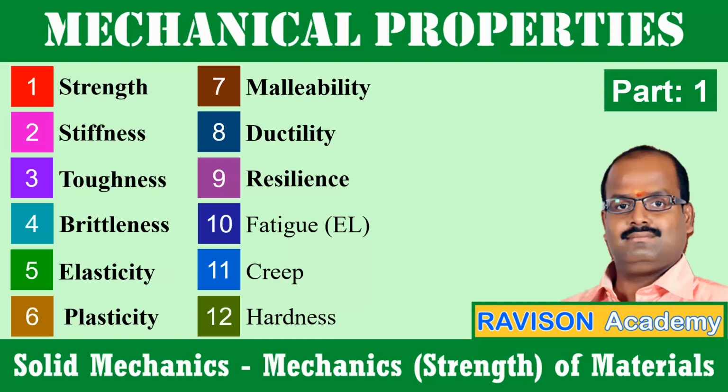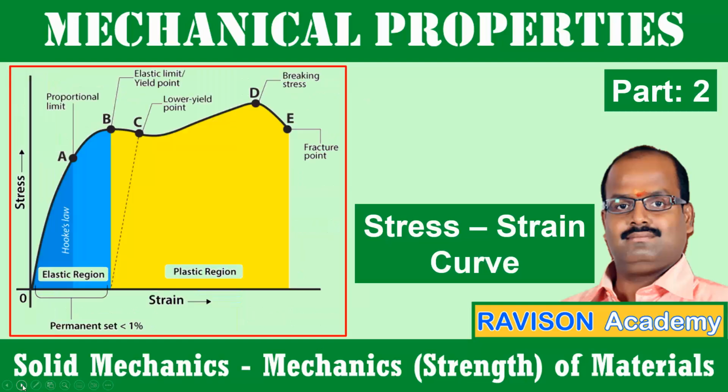So in this video, we are going to see about the mechanical properties of the materials. The important properties like strength, stiffness, toughness, brittleness, elasticity, plasticity, malleability, ductility, resilience, fatigue limit, creep and hardness are discussed in the video part 1. In part 2 video, we will be seeing about the stress strain curve obtained as a result of tensile test from the mild steel specimen.